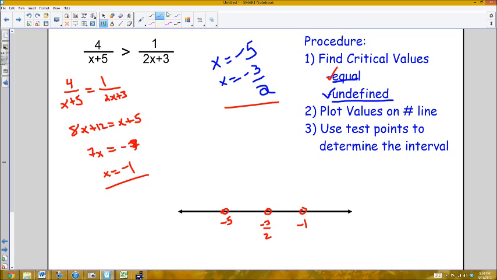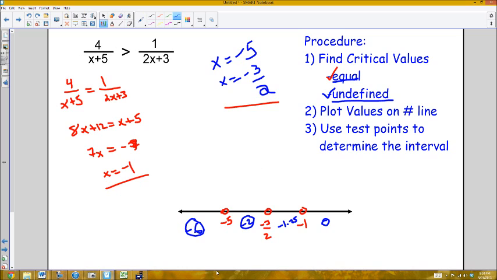Once I have them, I need some test points in between. So a number less than -5, I'll do -6. You could do any number less than -5. Between these two, -2 works. And between -1.5 and -1, you could do -1.25. That would be one that would work. So those are my test points, and a value bigger than -1, 0 is a very convenient one to test.